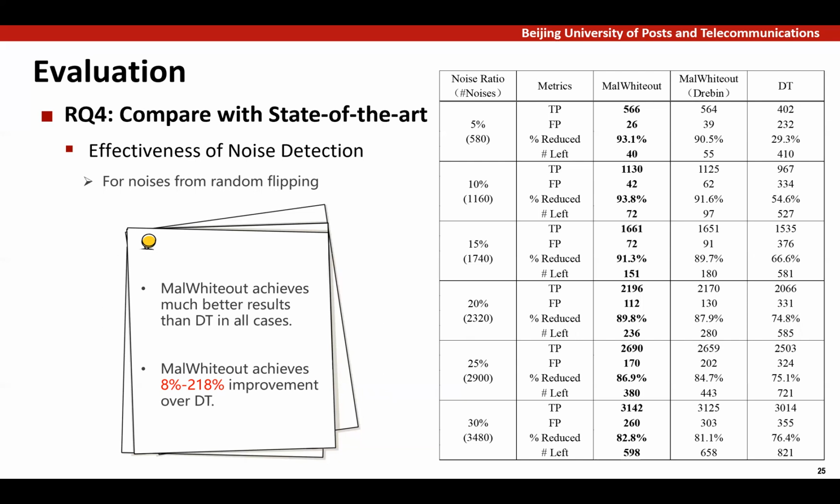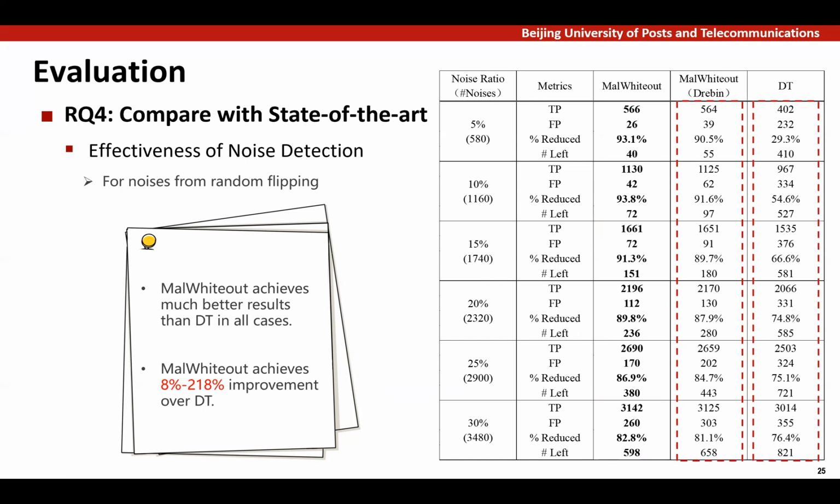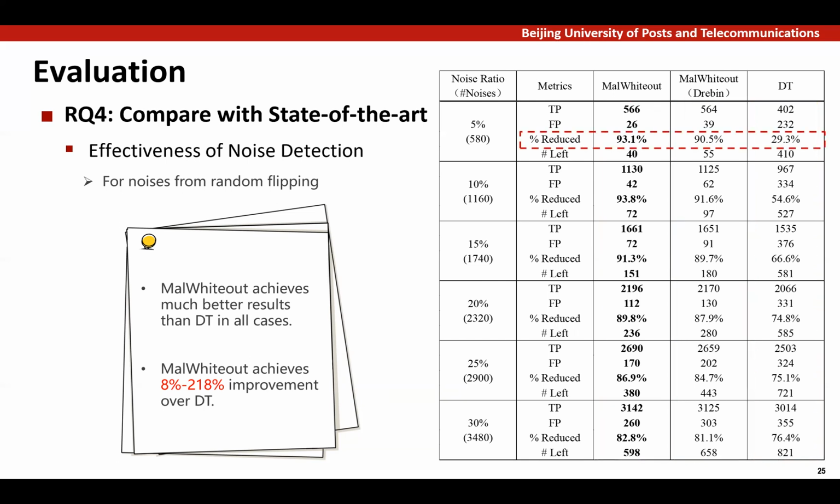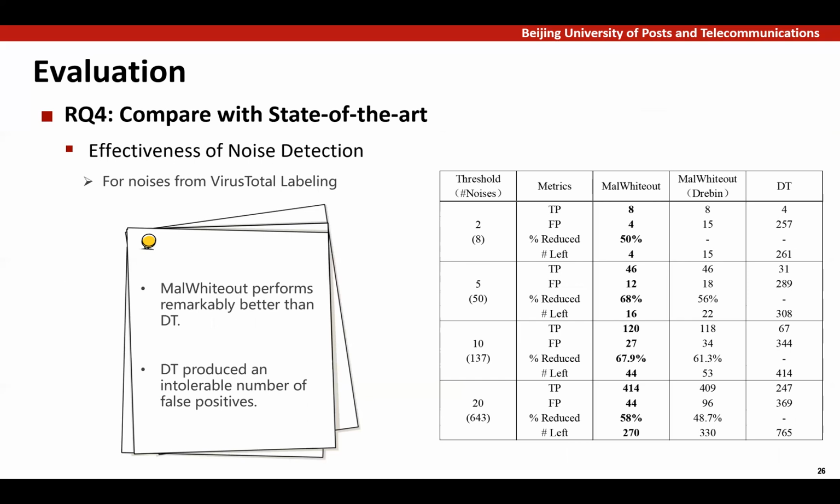At last, we compare the performance of differential training and MalWhiteout. Given that differential training uses feature vectors specified by Drebin, we also add a control experiment using only Drebin's features for the sake of fairness. We first focus on the effectiveness of noise detection. We can see MalWhiteout achieves much better results than differential training in all cases, even with only Drebin's features. The difference in effect is particularly noticeable when the noise ratio is relatively low. For mislabels from VirusTotal labeling, MalWhiteout performs remarkably better than differential training. For example, when the threshold is 2, MalWhiteout performed worst, reducing the noise by half, while differential training produced an intolerable number of false positives.